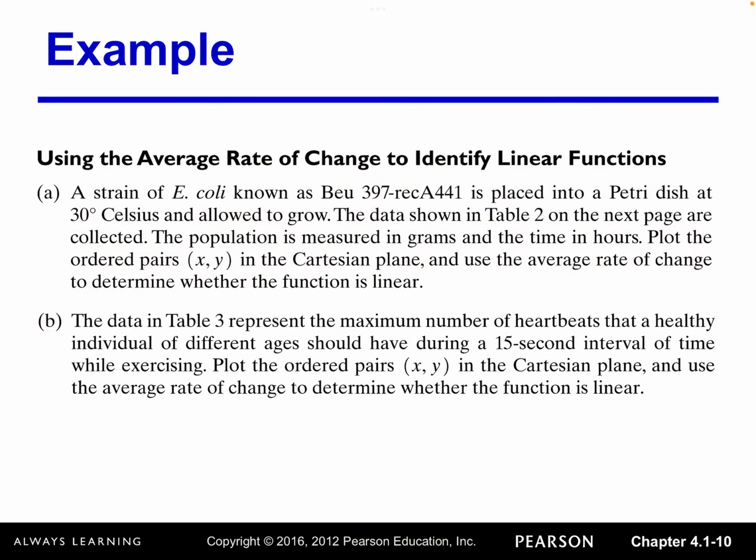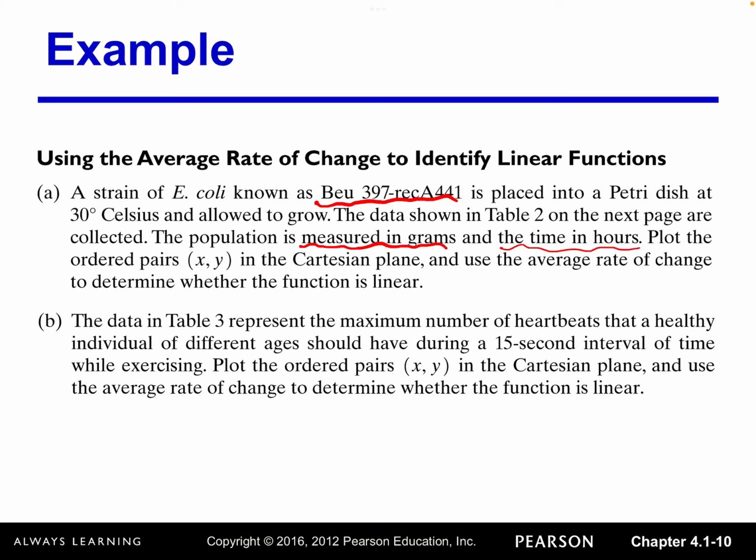So now let's look at an example. There are two examples here. We're going to do them one by one. A: a strain of E. coli known as this is placed into a Petri dish at 30 degrees Celsius and allowed to grow. The data are shown in Table 2, which is on the next slide. The population is measured in grams and the time in hours. Okay, this just explains what the data is about.